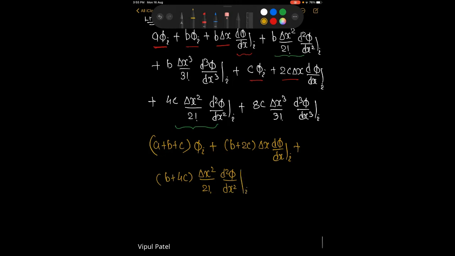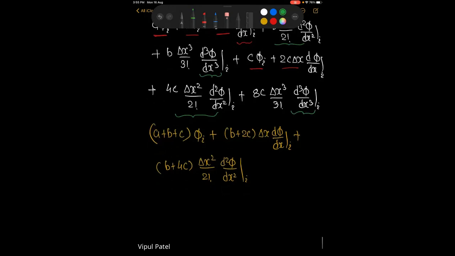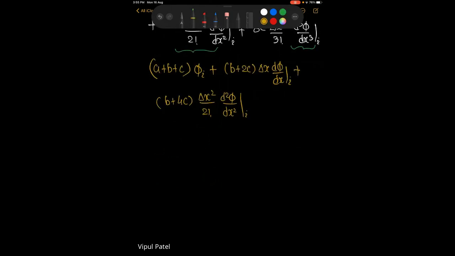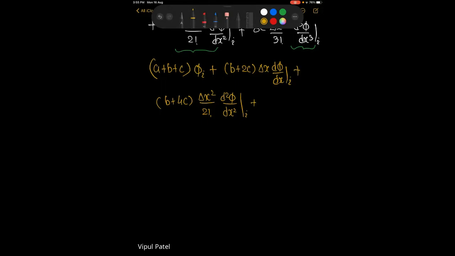Okay. And lastly, I'll try to club the terms which are associated with d cube phi by dx cube. Okay. So this I'm writing over here. So your final term which we are clubbing is actually b plus 8c delta x cube by 3 factorial and d cube phi by dx cube at any node I.